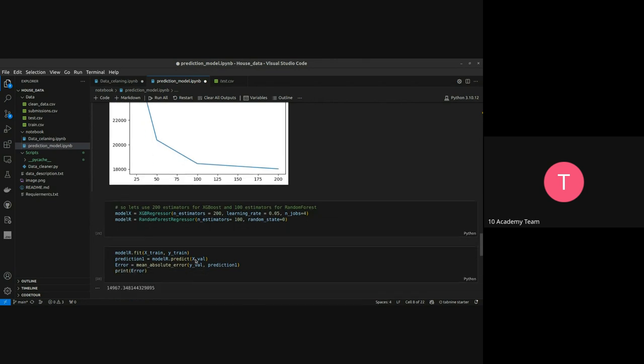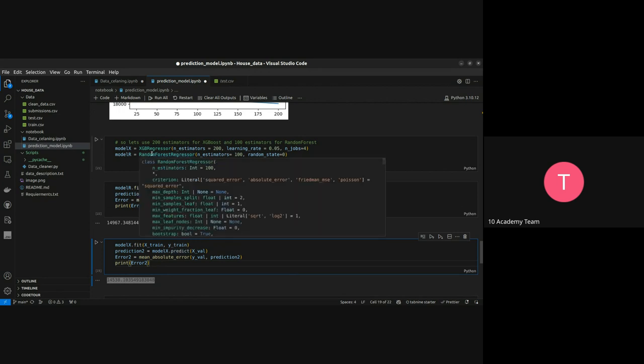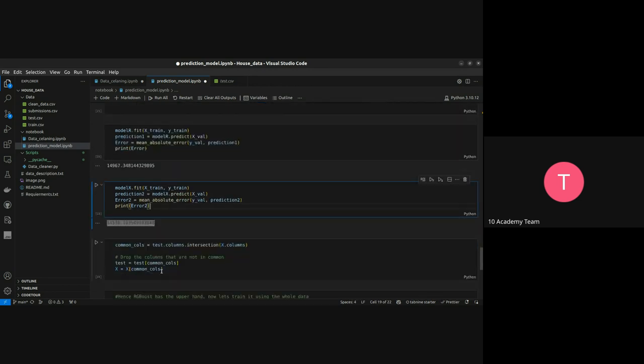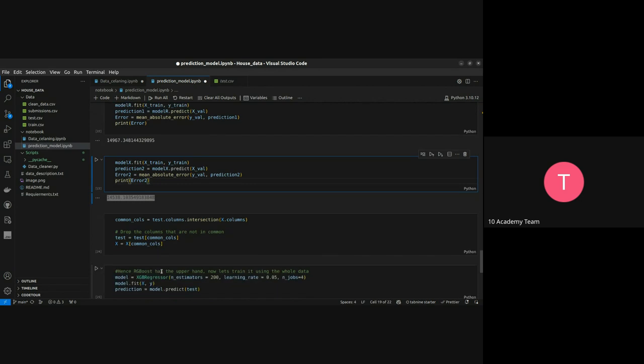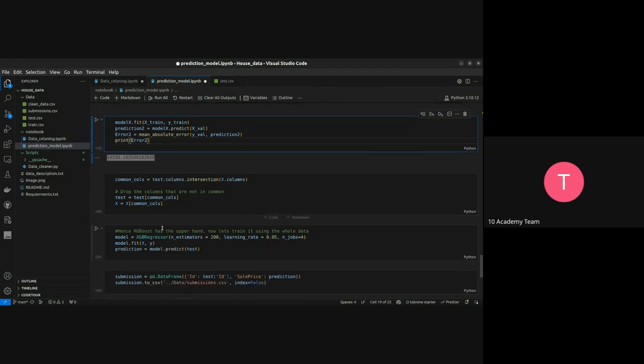So I used these parameters, trained the model, and found the mean absolute error of each model. Since this one is lower than this one, I used this one, which is the XGB regressor, sorry, not the random forest regressor. So I used that model to train my data, as you can see.